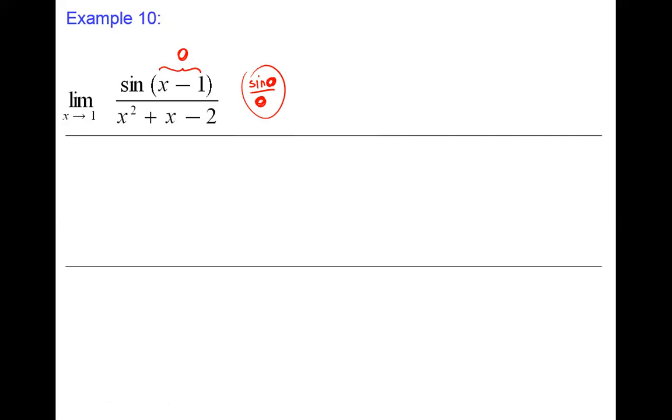Before I do this, one more comment. Please note that in the limit, the x doesn't go to 0. And this doesn't matter. This could be any number. But what is important is this quantity. This quantity must be 0. Sine of 0. Okay.